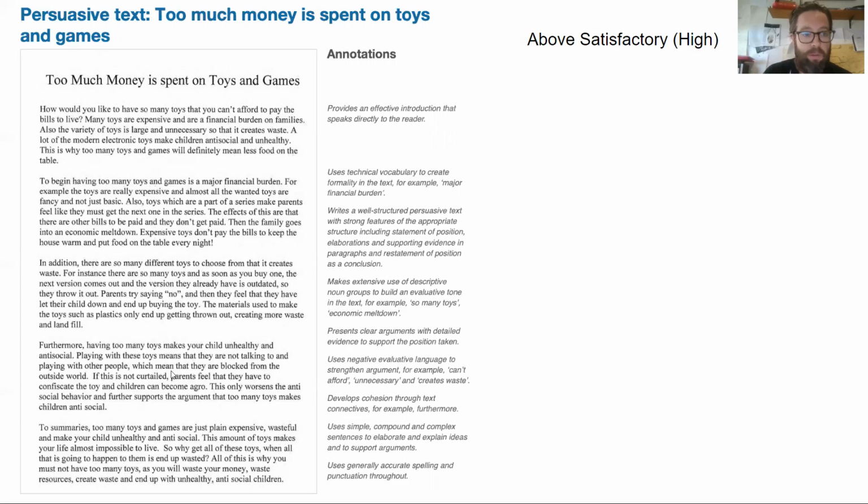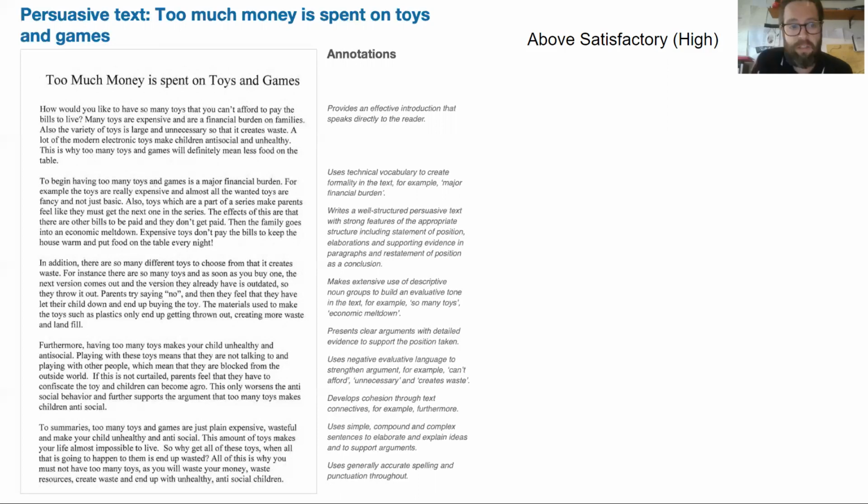Then it goes into our 3 paragraphs. To begin, having too many toys and games is a major financial burden. For example, the toys are really expensive, and almost all of the wanted toys are fancy and not just basic. Also, toys which are a part of a series make parents feel like they must get the next one in the series. The effects of this are that there are other bills to be paid, and they don't get paid. Then the family goes into an economic meltdown. Expensive toys don't pay the bills to keep the house warm and put food on the table every night.